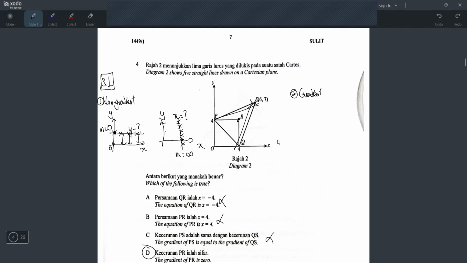What about gradient line? Gradient line, it will look like this or it can look like this. All right. If the line looks like this, the gradient will be positive. Like this, the gradient will be negative. And the equation will look like this, y equals mx plus c. What is m?